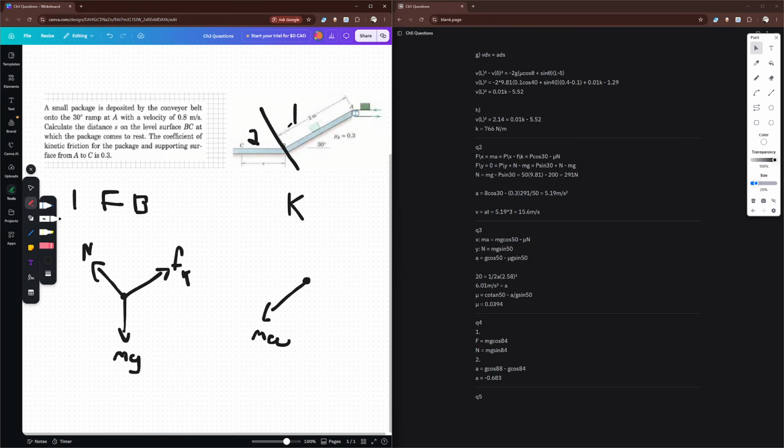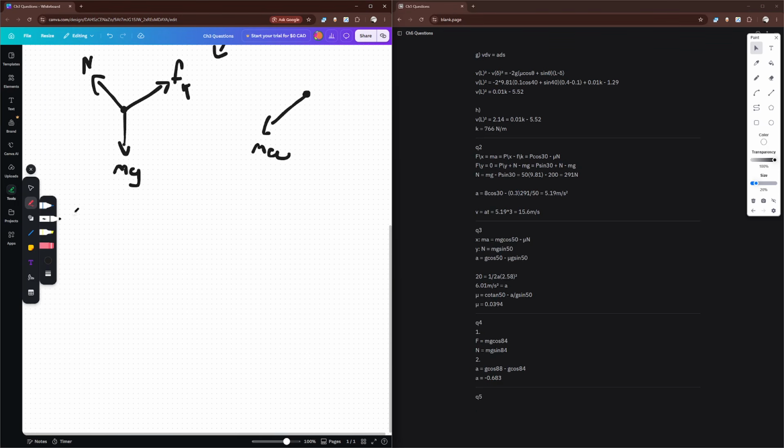And just for simplicity's sake, I'm going to define this to be my positive here, like this. And then for part 2, we have the block is now on a straight surface. We have N, we have mg, and we have a friction force, Fk. So if we look at our kinetic, which way is it going to move? Well, it will be going this way for ma.